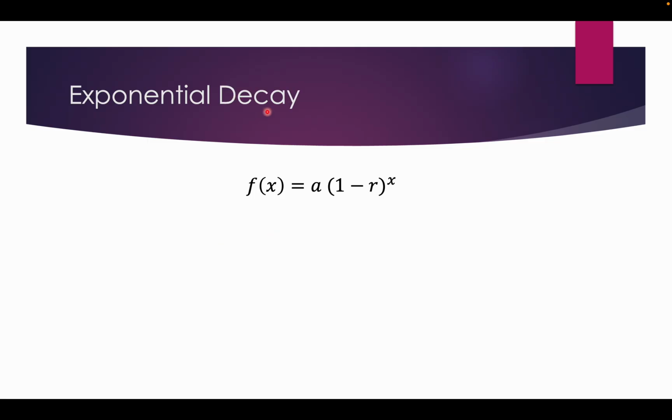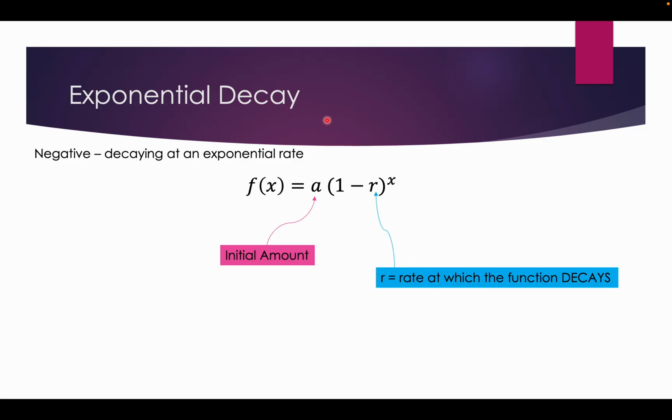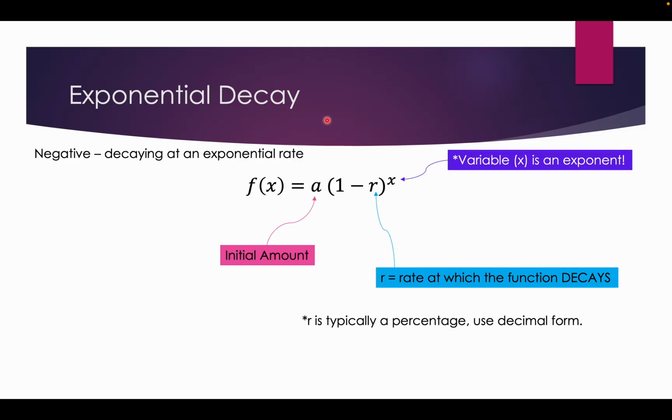Exponential decay: the only difference in this situation is we are subtracting, 1 minus the rate. The a is still that initial amount, the r is still the rate at which the function decays, and the variable is still x. Again, r is typically a percentage, so use decimal form. For 52%, use 0.52. For 3.1%, use 0.031.